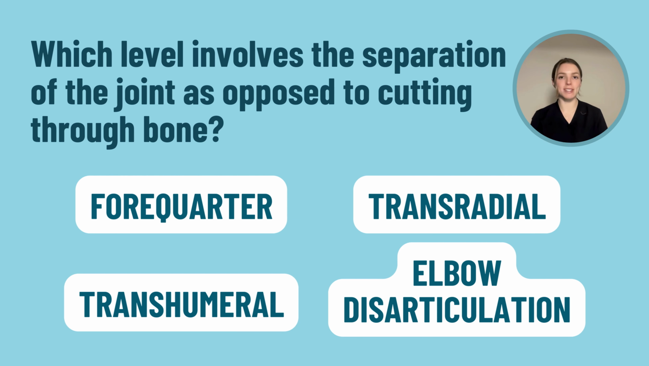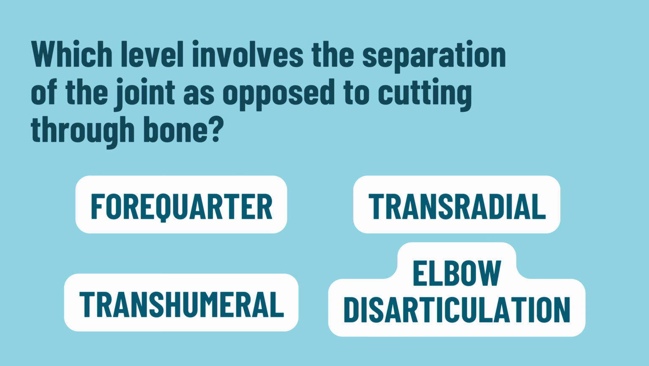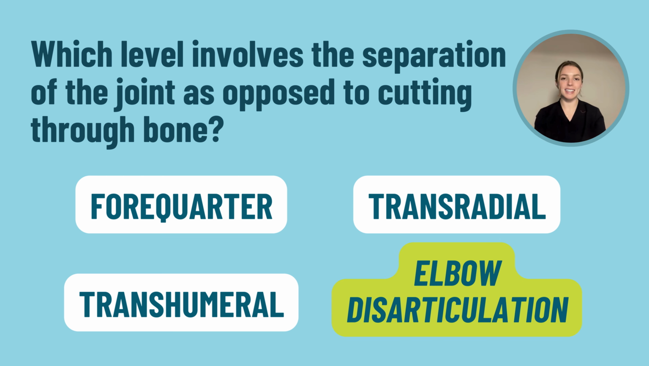Which level involves the separation of the joint as opposed to cutting through bone? Is it a forequarter amputation, a transradial amputation, a transhumeral amputation, or an elbow disarticulation? The keyword here is disarticulation. A disarticulation involves separating the joint as opposed to cutting through bone. A forequarter, transradial, and transhumeral amputation all involve cutting through bone.